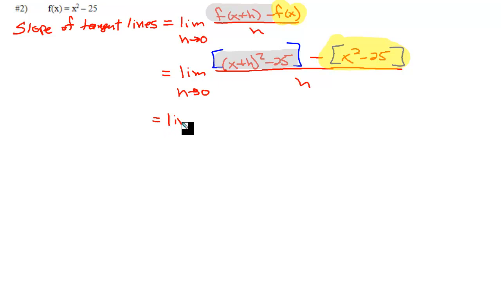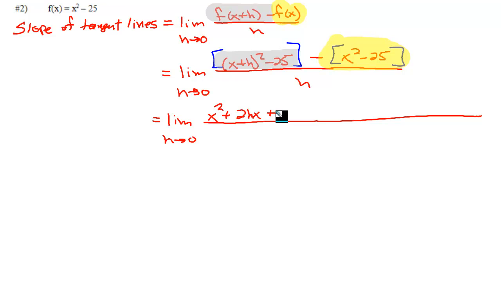So if we simplify our numerator, x plus h quantity squared is x squared plus 2hx plus h squared. Bring down the subtract 25. Distribute this subtract to the brackets. We get subtract x squared plus 25. This is all divided by h.